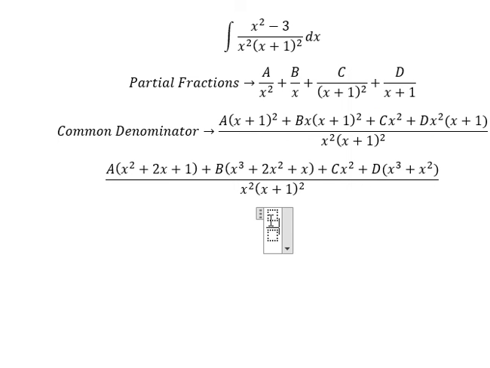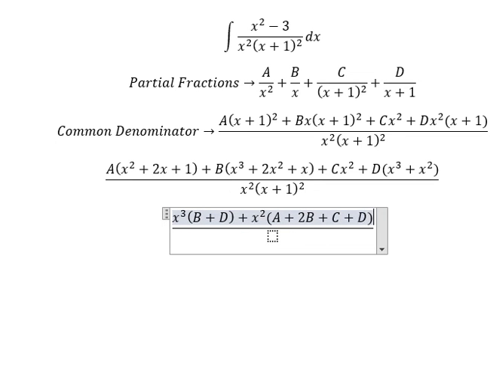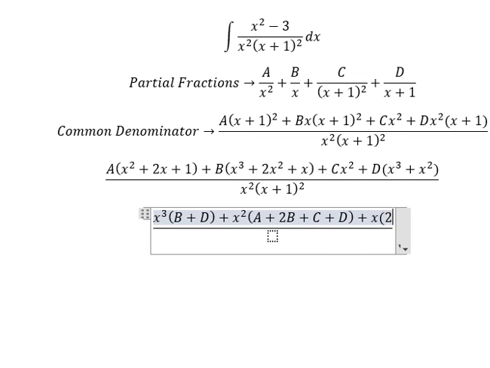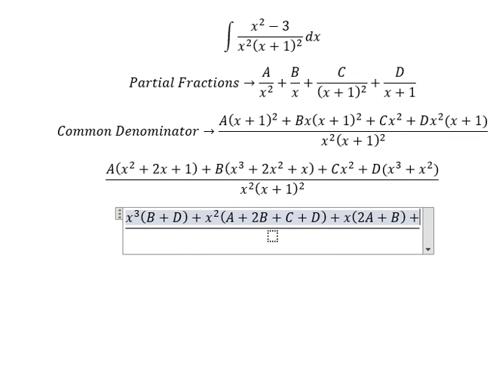About s to the power of 3, that is B plus D. About s squared, we have A plus 2B plus C plus D. About s, we have 2A plus B. About the numbers, we have A.